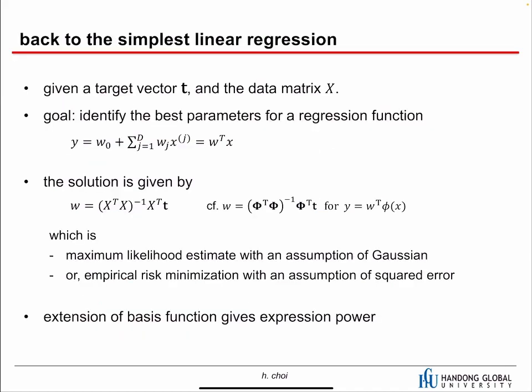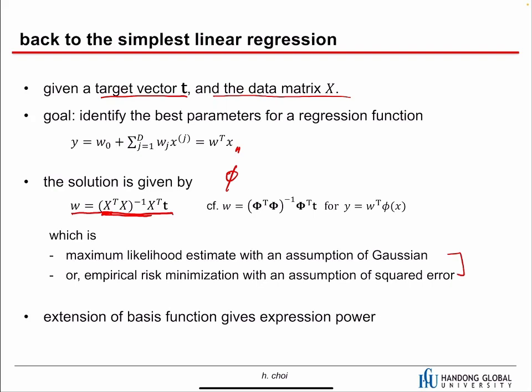So now let's get back to the simplest linear regression. In this case, we don't have a nonlinear basis function. Instead, we have just input x. So given target vector t and the data matrix x, we want to identify the best parameters for a regression function like this. And the solution is given by this. This one is coming from the previous slide, right? So instead of using phi, we just use x. Okay. And it is a maximum likelihood estimate with an assumption of Gaussian noise, or it is an empirical risk minimization with an assumption of squared error. Okay, so we already talked about these two things from the previous slides.